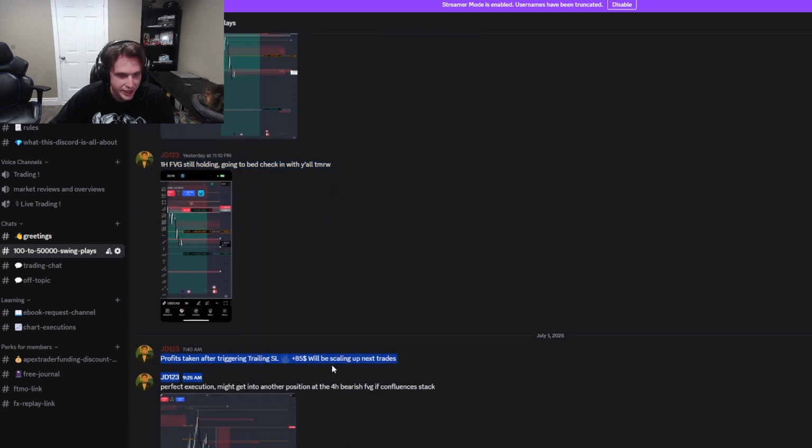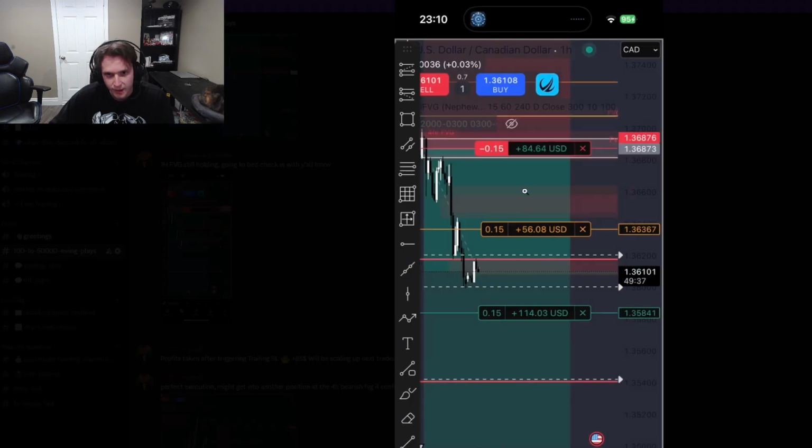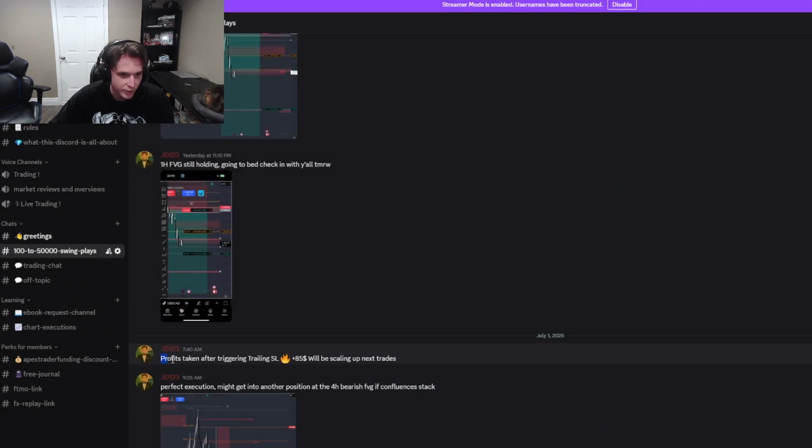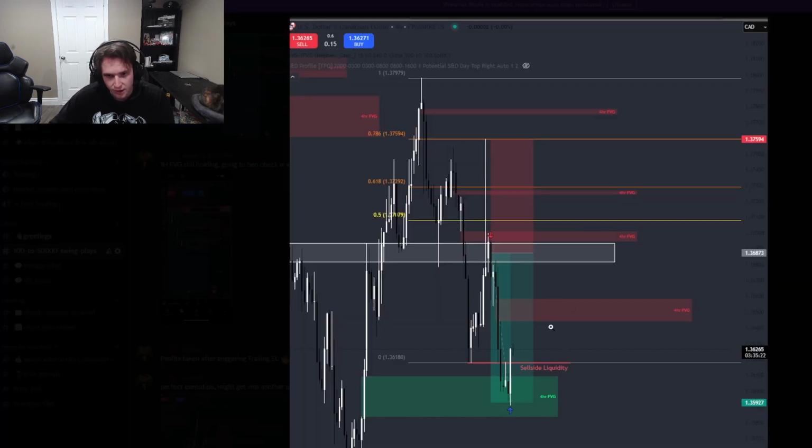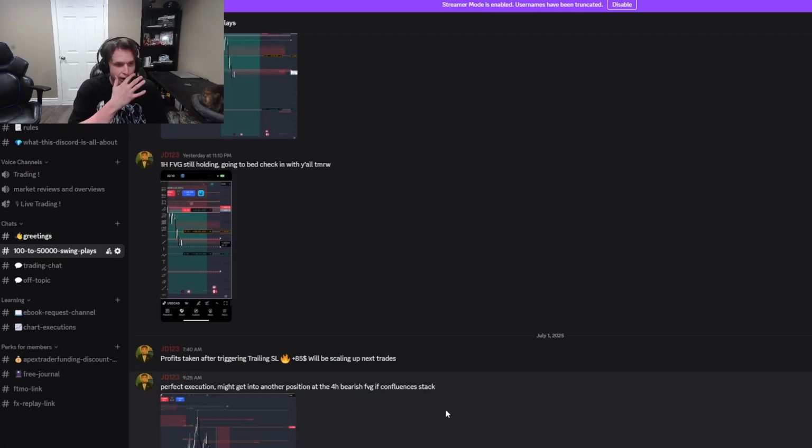And then at 7:40 a.m. this morning, I wrote profits taken after triggering trailing SL, plus $85. So my SL at that point was here, and I did write profits taken right at that point. Perfect execution. Might get into another bearish at the 4-hour bearish value gap if confluence is stacked. They didn't. It was around here. So yeah, ended up exiting right here and entering right there. Perfect trade. So everything sent out to the Discord.